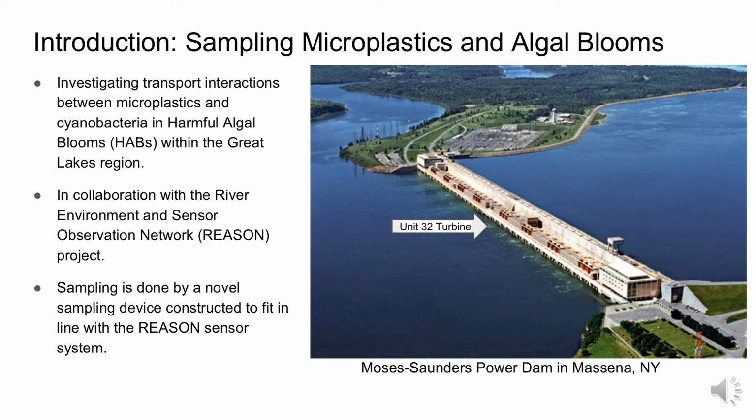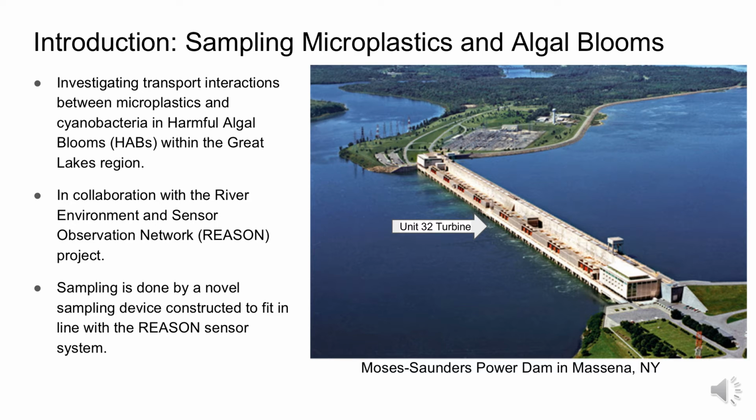Specifically, we are looking at the potential for microplastics to serve as a surface to transport cyanobacteria and their associated toxins. As I mentioned before, this is a collaborative project done in part with the River Environment and Sensory Observation Network, or REASON project at Clarkson University. The REASON project measures temperature, phycocyanin, turbidity, chlorophyll-a, color-dissolved organic matter, tryptophan, and optical brightener using sensors on the Unit 32 turbine at the Moses-Saunders Power Dam in Messina, New York, imaged here on the right.